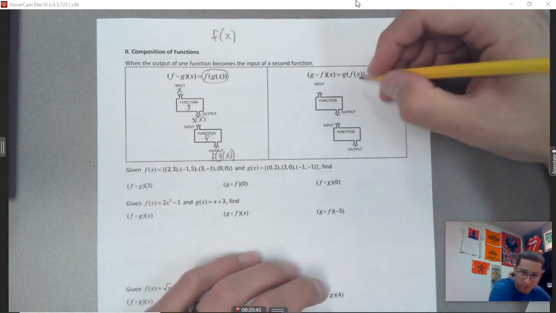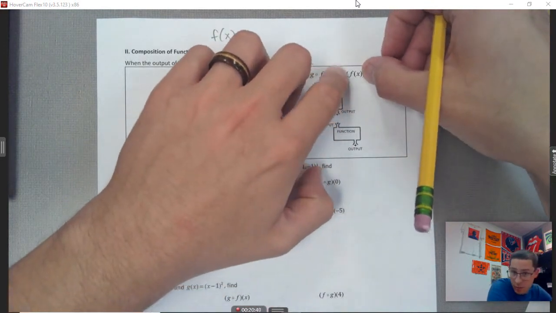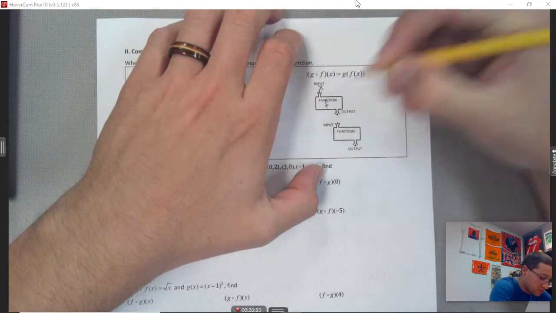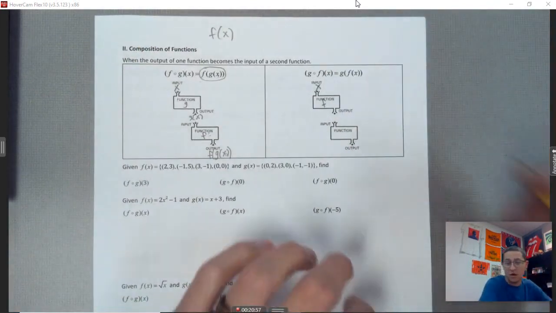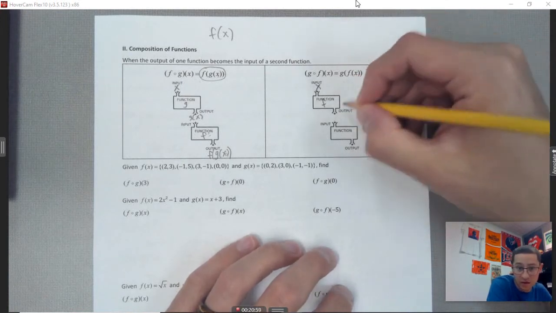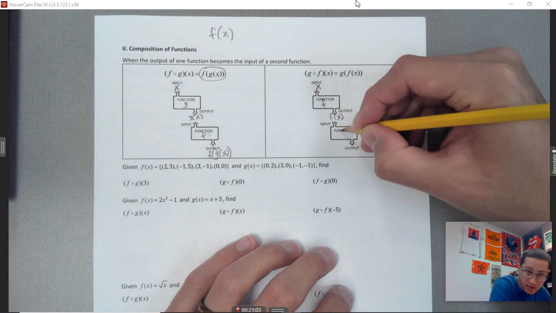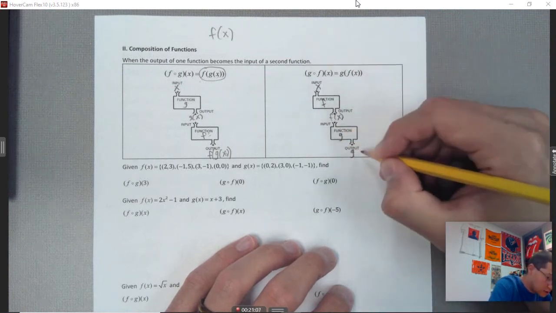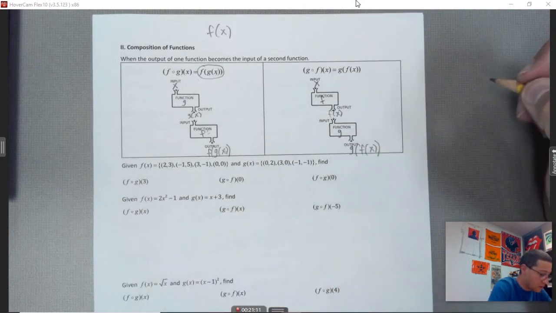Okay, and let's look at this one. We start from the inside, right? My input is going to be x again. This time I put it into the function f because that's the more central one. You start at the center. And then you're going to get out an f of x. And then you're re-putting that value into g, and then you get out g of f of x.